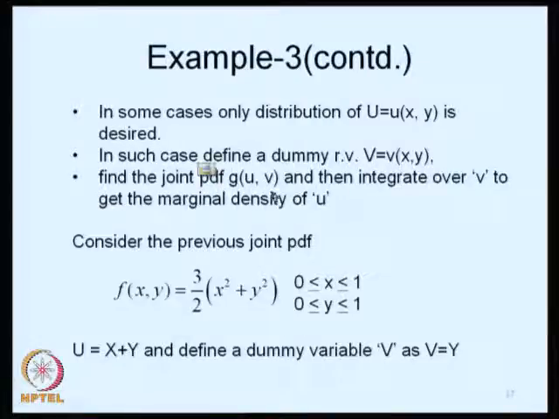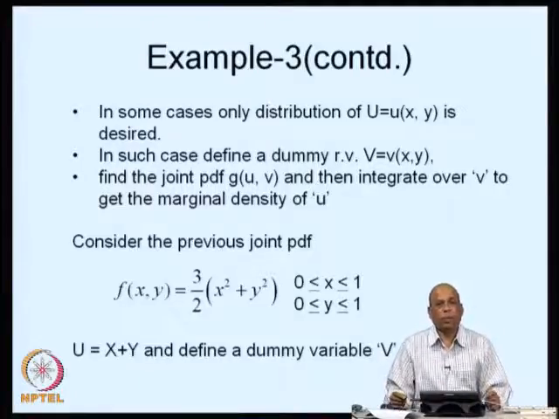Once you obtain the joint density function, you integrate over v and get the marginal density function. For example, you take the same PDF as in the previous example, but instead of having two functions, we are interested in only u is equal to x plus y. Let us say we are interested in the density function of u, where u is equal to x plus y. Then we define a dummy variable v is equal to y and obtain the joint density function g of u comma v, and by integrating over y we get the density function.